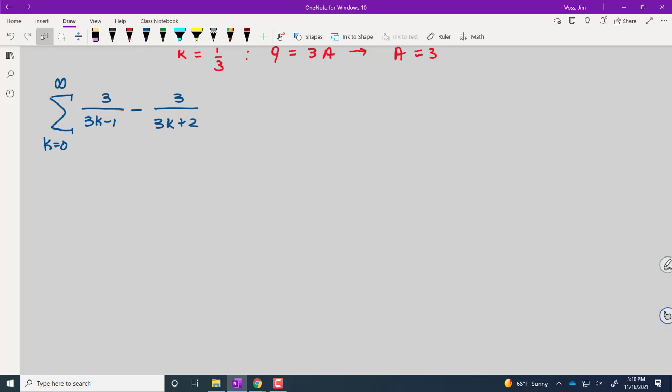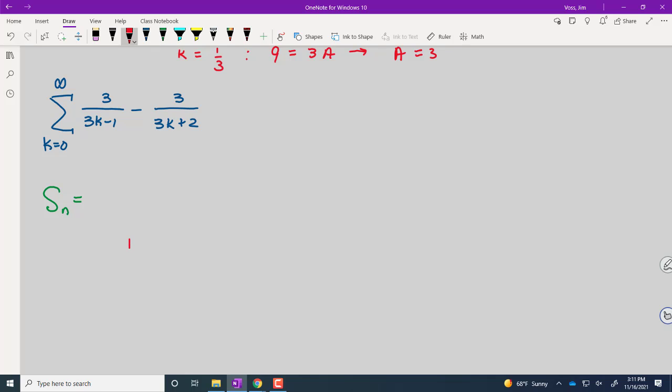Now, the 3 in the numerator could factor out to the front, and we could deal with it later, or we could just leave it in. It does not matter at all. Let's just leave it in. So our S sub n, that's the sum of the first n terms.